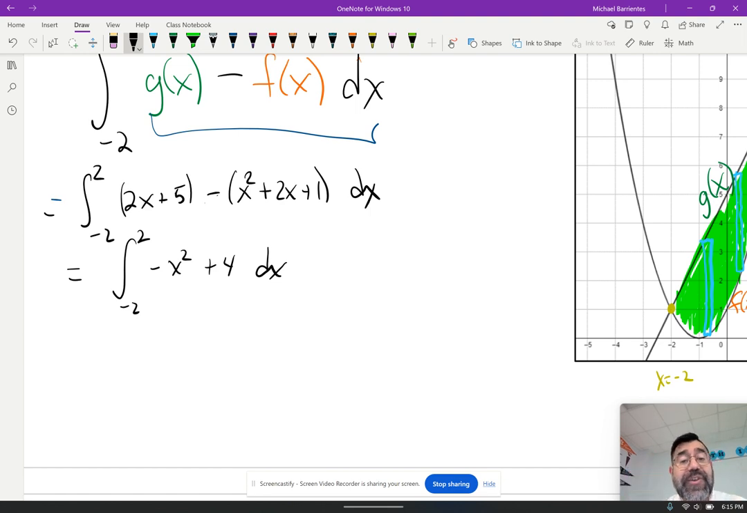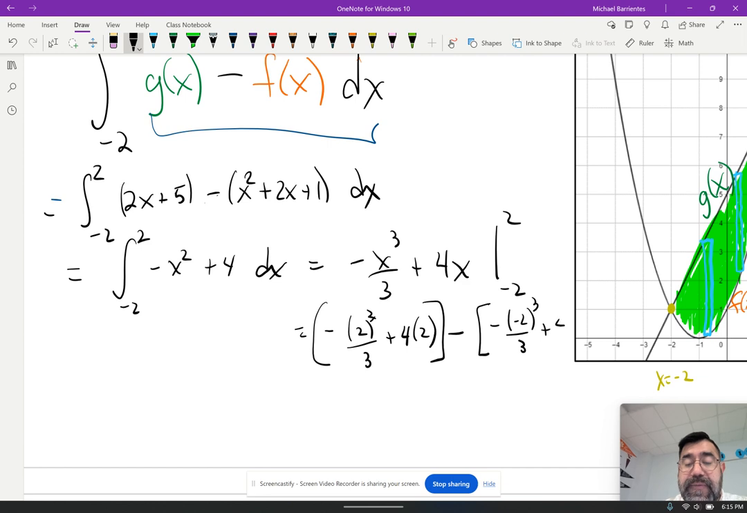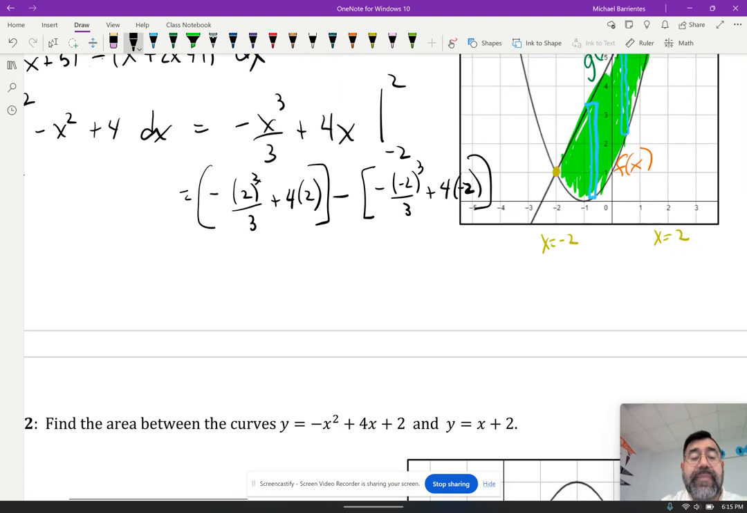Great. Can I solve this by just taking the antiderivative? Add 1 to the exponent, divided by the new exponent. This is negative x cubed over 3 plus 4x, and we're going to evaluate that from negative 2 to 2. So substitute the 2 in there. Make sure to cube it, don't square it. Plus 4 times 2. This is going to give me the first part, minus, plug in the bottom limit: negative 2 cubed divided by 3 plus 4 times negative 2. All right.